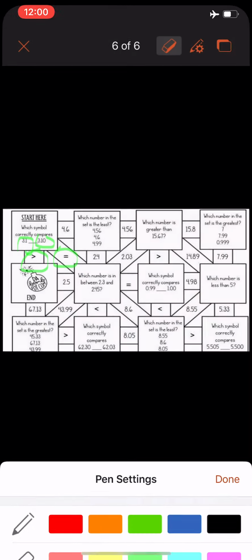3.1, to compare it with 3.10. How to compare between these two? 3 here and 3 here. 1 here and 1 here. Okay, we have 0 here. What about here? Also 0. So they are equal. So I will go to my question here and circle. Which one? The greater or the equal? This is my answer. Okay, so I will color this path. Because I'm coloring this path, it means I'm going to answer this question.